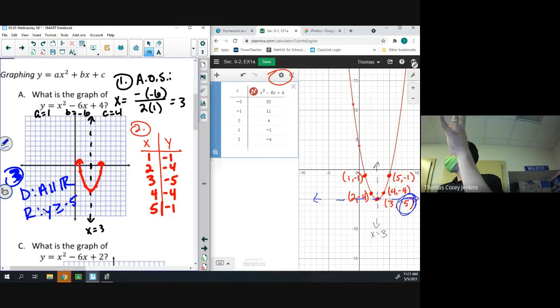Anybody have any questions so far? Anything sticking out? Yes? Give them what you got. That's our floor. If the numbers are above it, then the y is greater than or equal to -5.